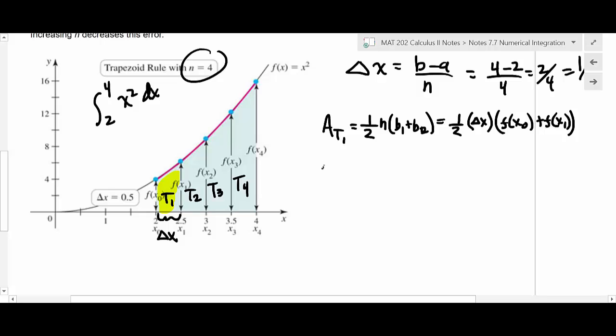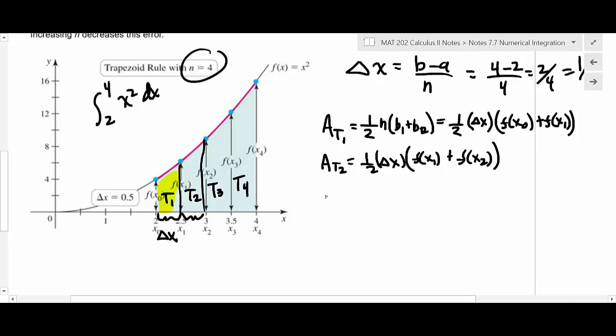Okay, now let's go to the next one. Well, it's the same thing. It's going to be 1/2. The height is still delta x, right? So that's 1/2 delta x. Now, the bases are going to go like this. The first base is going to be f of x1, and then the second base is going to be f of x2. So that's how that goes. You seeing what's happening?